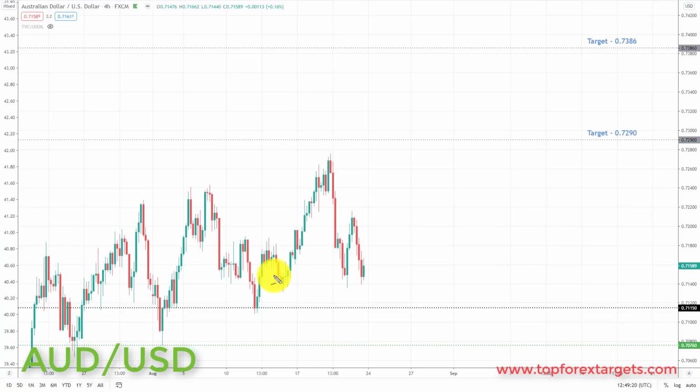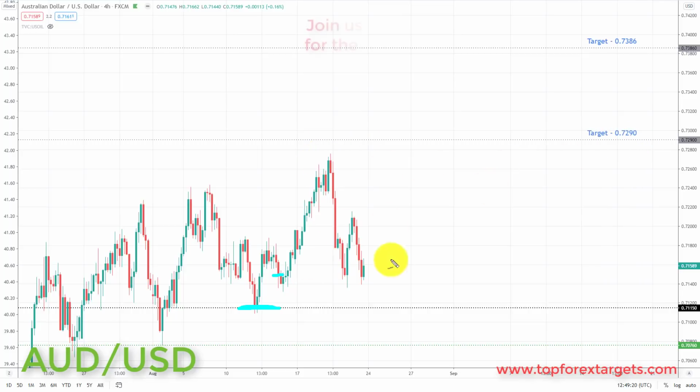Now we started the week down in this area and we highlighted the 0.7115 in previous videos as an area to look for a rally to the upside. We did rally from this area. We had a really nice move to the upside last week in Aussie dollar, making new highs, and we just fell shy of the target at the 0.7290.